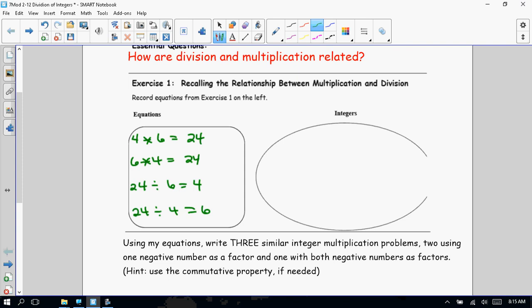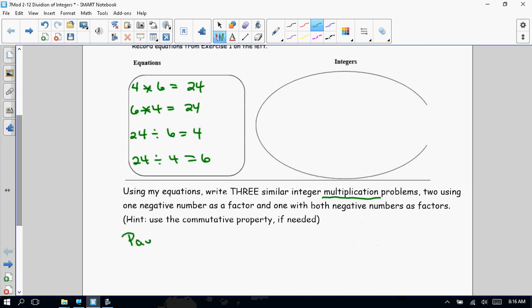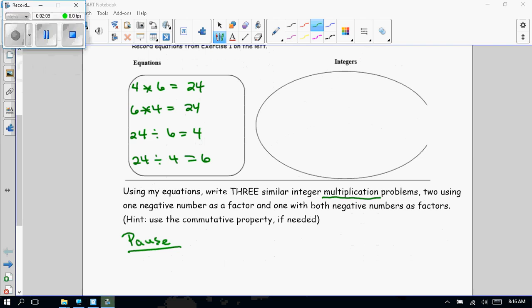All right, so notice I have some directions in my book that you don't have in yours. And it says, using my equations, those that I just wrote, write 3, only 3, similar integer multiplication problems. Two of them have to be using one negative number as a factor, and then the other one of those two has to have both negatives. Okay, and don't forget you can use the commutative property if you need to. So I want you to hit pause. We're going to hit pause, and I want you to try to figure that out. And when you're done, you can compare your answers to mine. All right, hit pause.